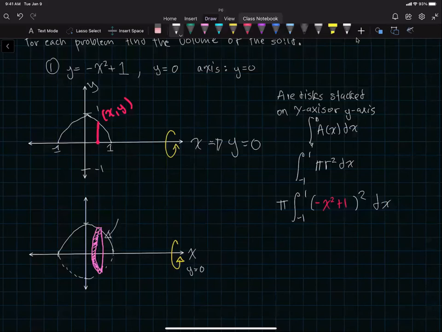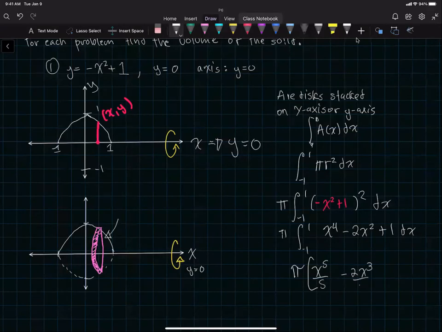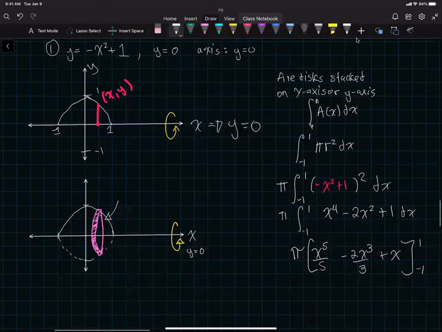So first, let's go ahead and simplify this. So from -1 to 1, this is going to be x to the power of 4 minus 2x squared plus 1 dx. All right. Okay, now I can take my antiderivative. This is going to be pi times x to the 5th over 5 minus 2x to the 3rd over 3 plus x. My limits are from -1 to 1.